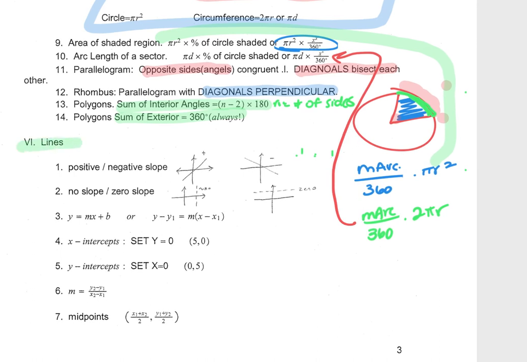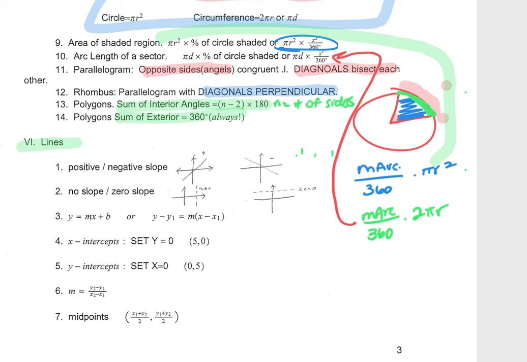Hopefully this section is a lot of review that we remember. These are slopes of lines, right? You did this in algebra, you did this in geometry. You've got positive slope, negative slope, zero slope, undefined slope. Two formulas to find the equation of a line: y equals mx plus b, or point slope, which is y minus y1 equals m times x minus x1.